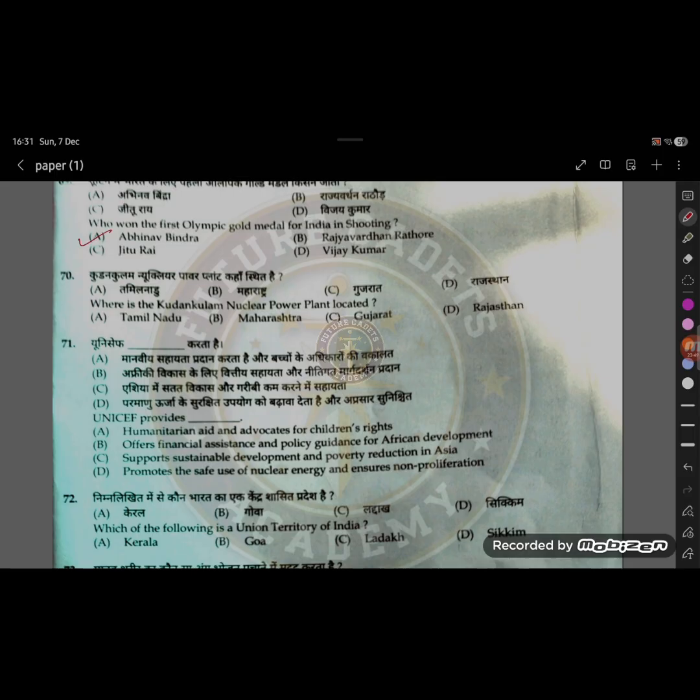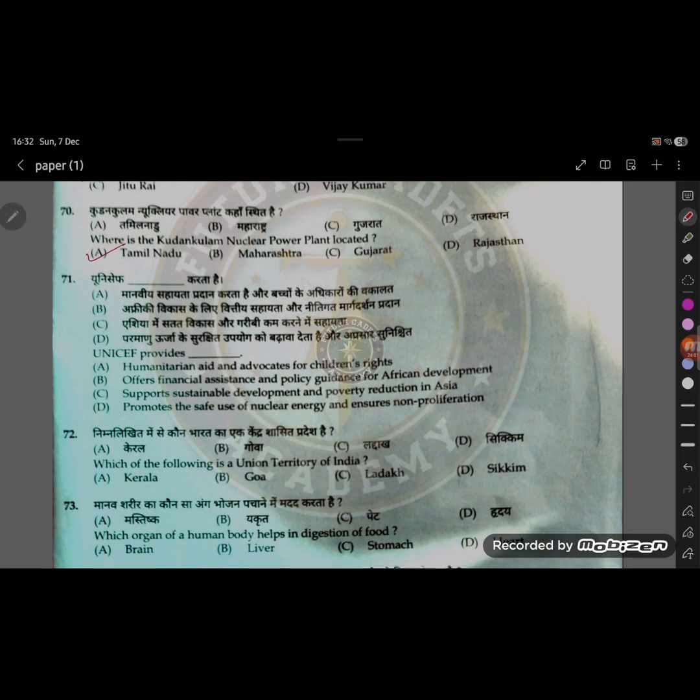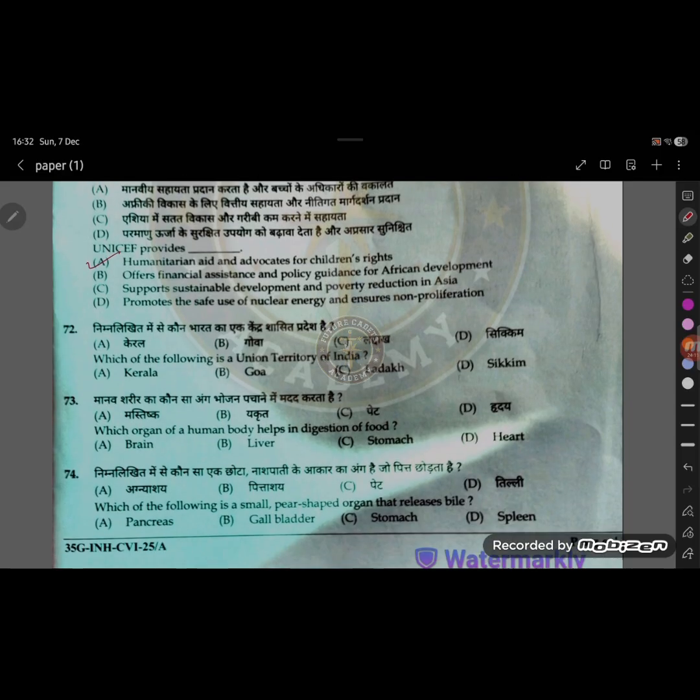It's about the Kudankulam nuclear power plant. Now the name itself says that it's something South Indian, and that's where the answer lies. It has its location in Tamil Nadu. For question number 71, it is about UNICEF. UNICEF is an international organization which is about humanitarian aid. So the answer is A.